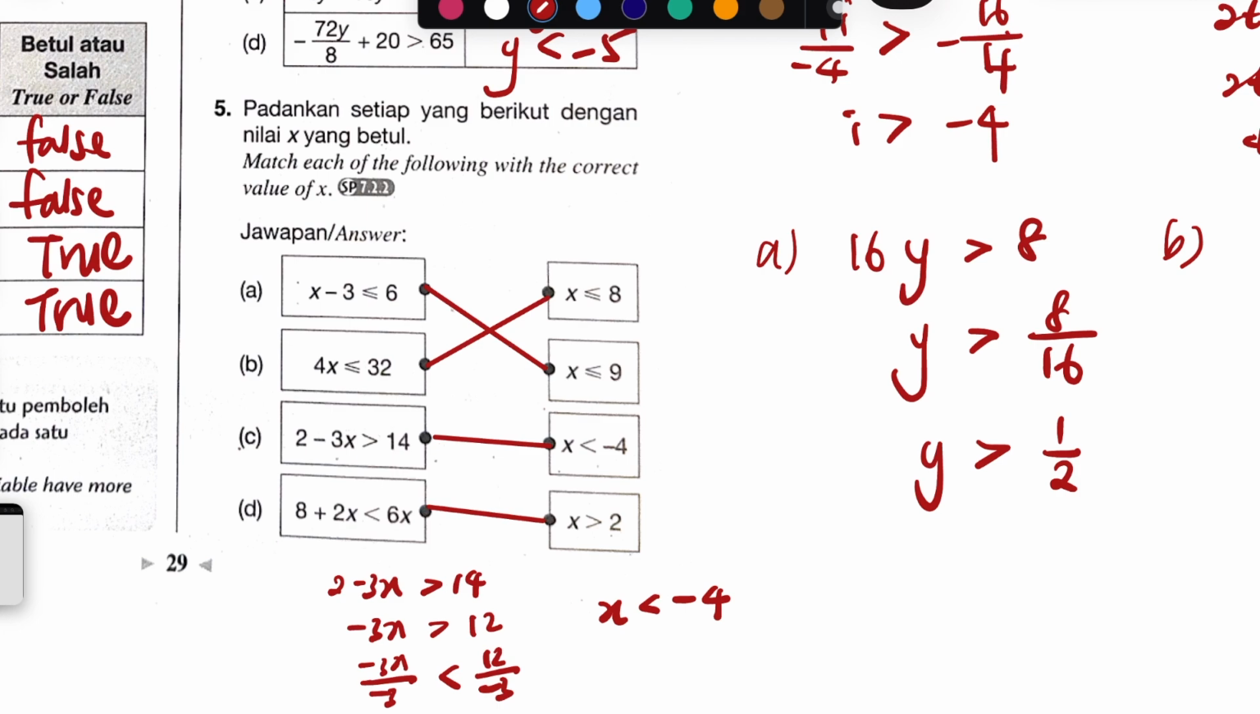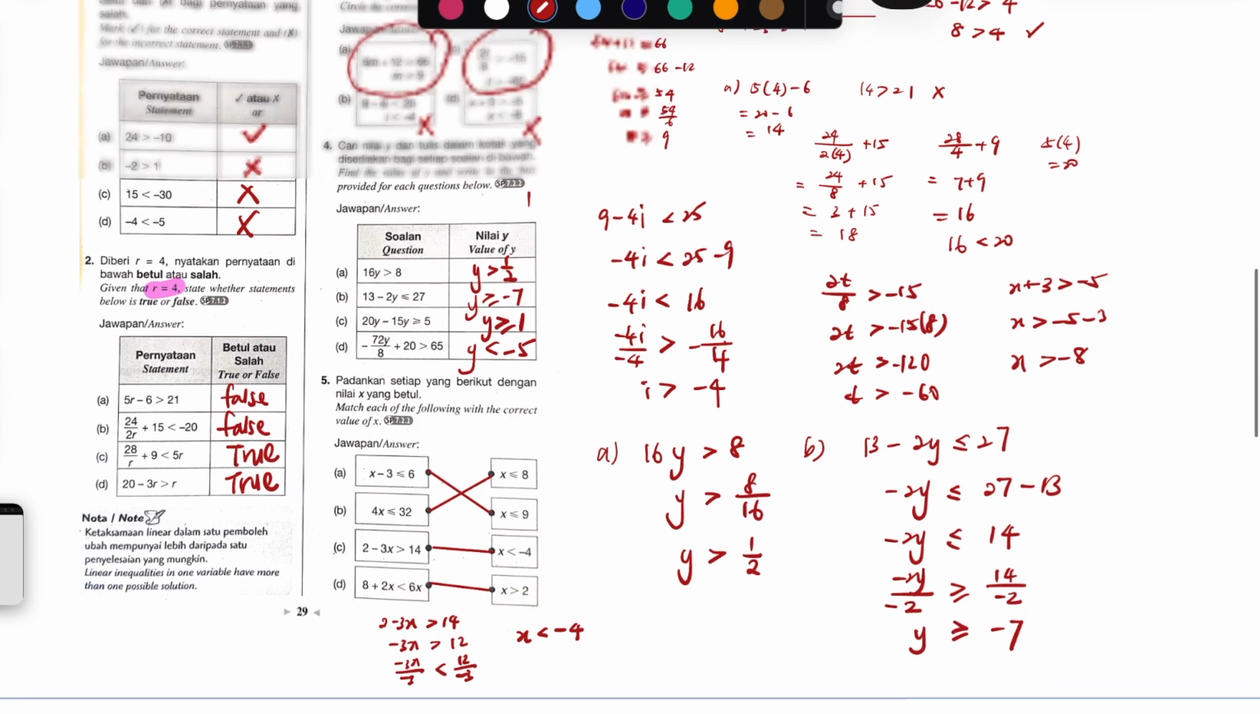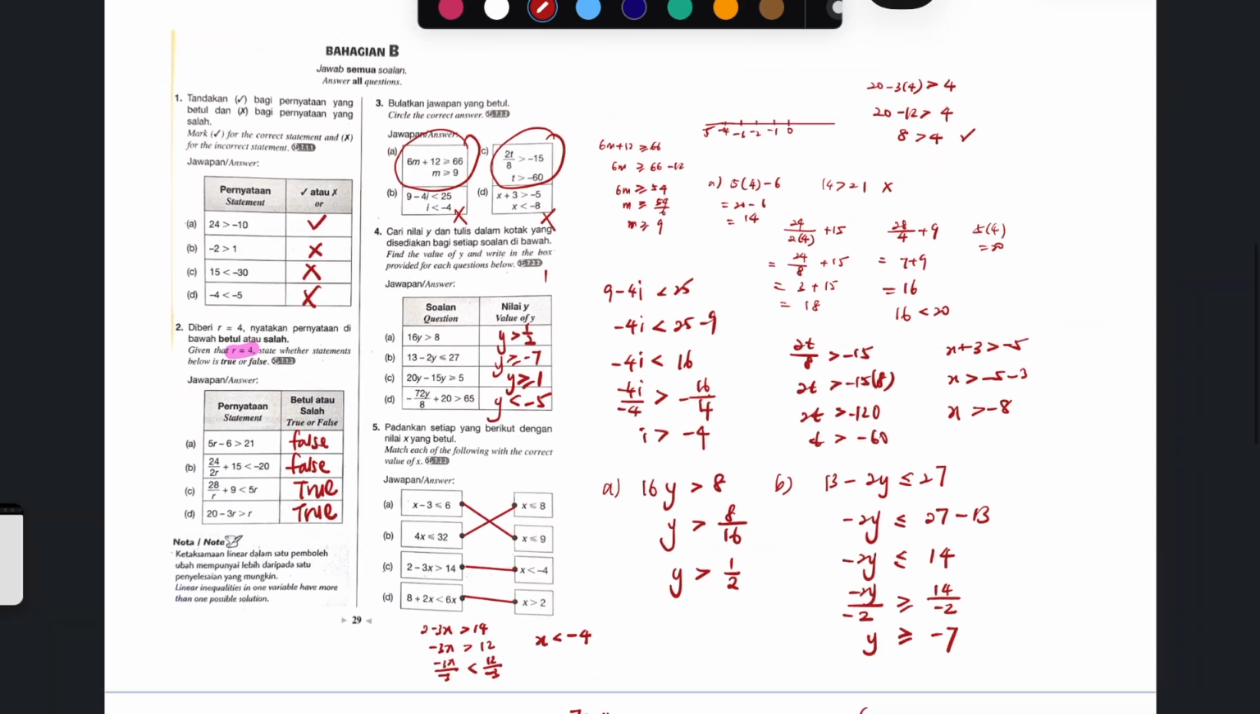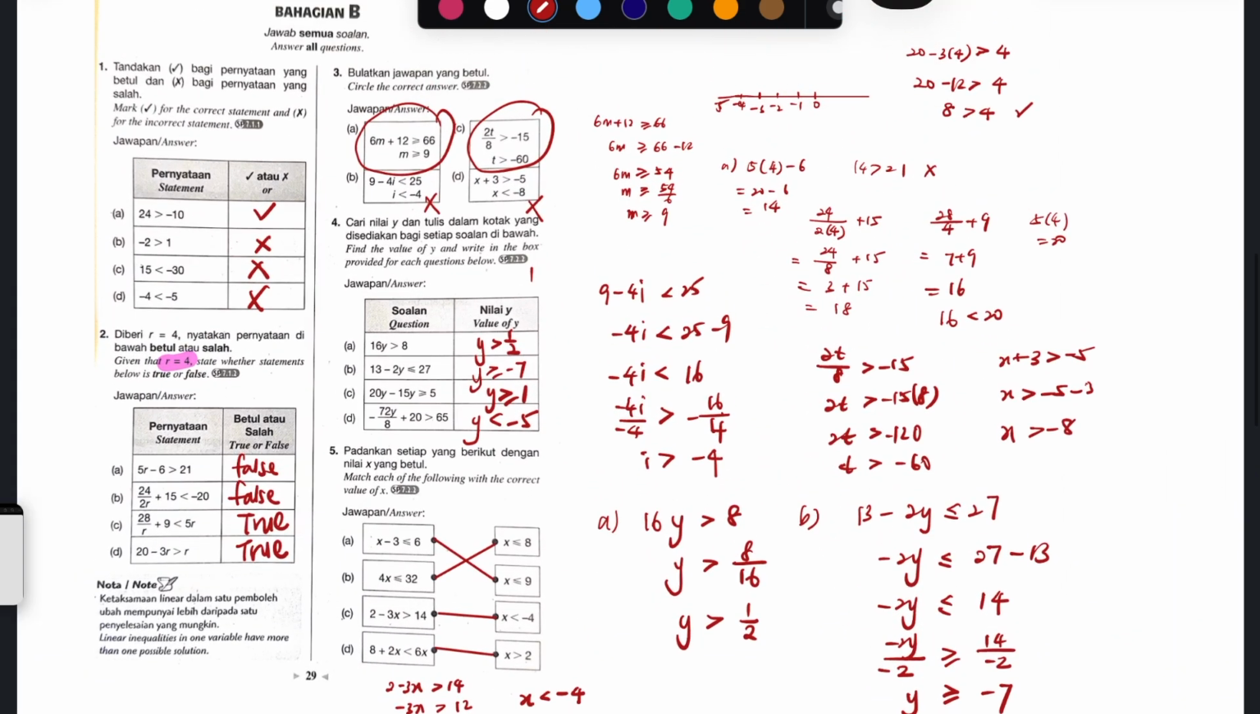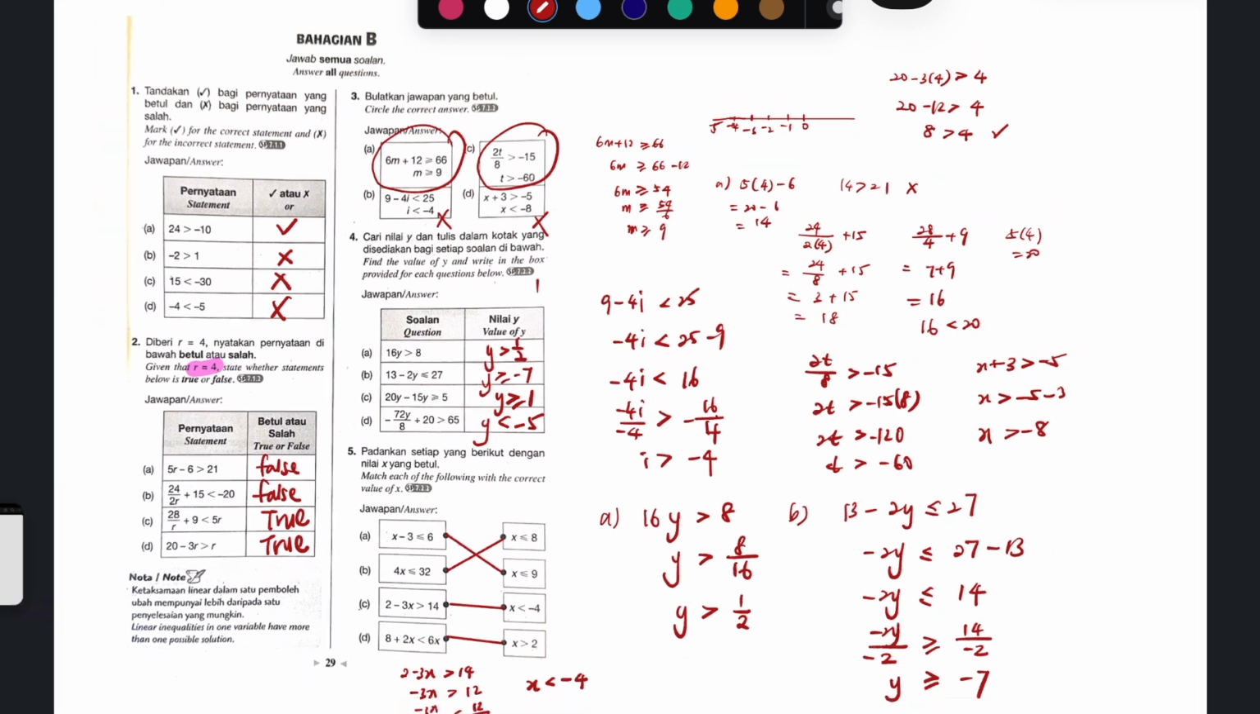No need to calculate anymore, right? So that's it for all the answers for section A and section B. Okay, I hope all of you already go through or check your answers after doing all this revision. Alright? Okay, thank you class.